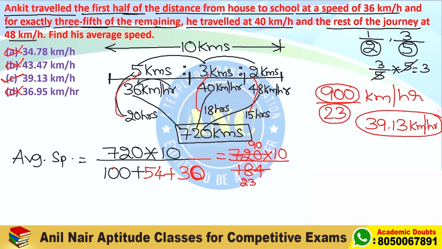But more than calculating 900 by 23, I personally believe that the average speed concept in all the problems using the distance ratio or some other varieties of problems is very, very beautifully clear for all the students listening to the class.